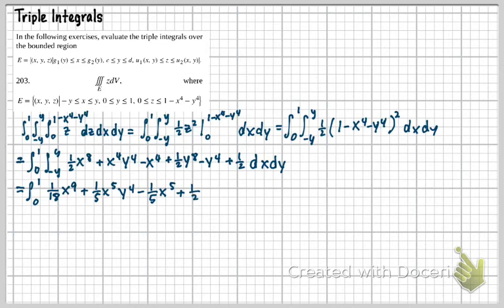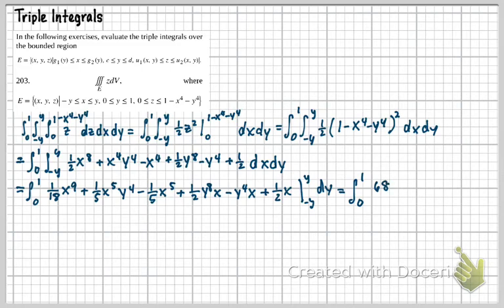So 1/2 y to the 8th x, and then minus y to the 4th x, and then plus 1/2 x. And that's going to go from negative y to y. And then I'll still have to do my dy. So now, when I plug in the upper bound minus the lower bound, I'm not going to go through all of that computation here. So you might want to stop or pause the video and work it out.